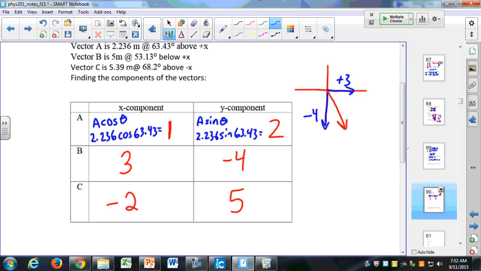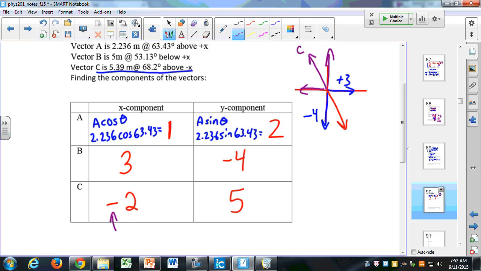And then vector C, notice that it is above the negative x-axis. So it's right here, this is vector C. So it has a positive y component and a negative x component. And that is shown here.